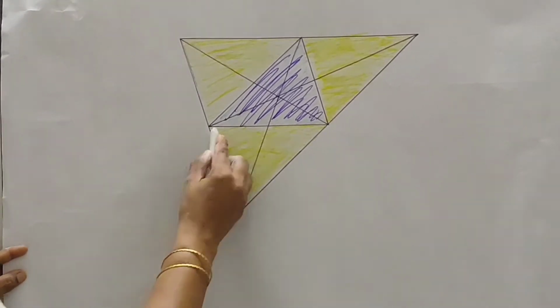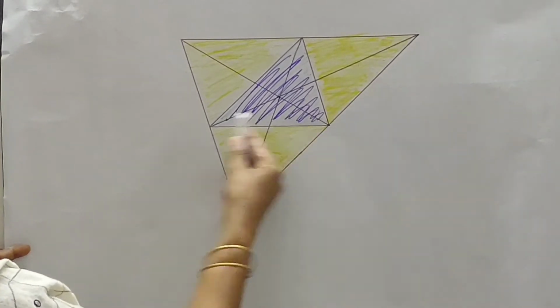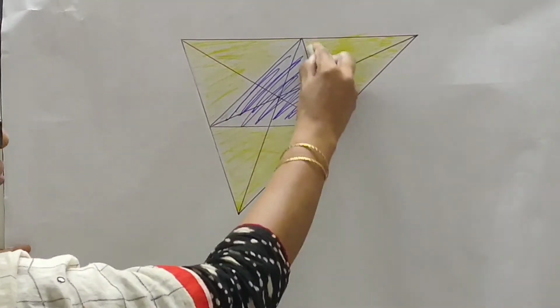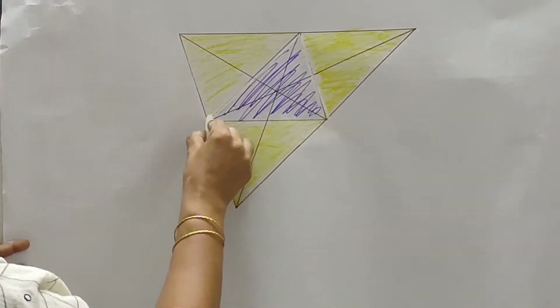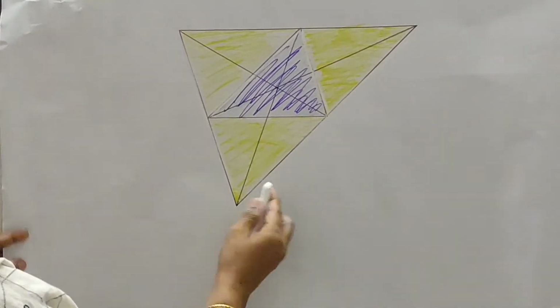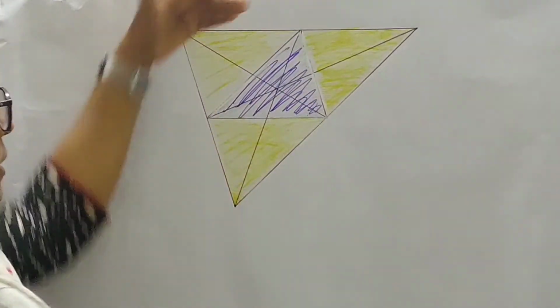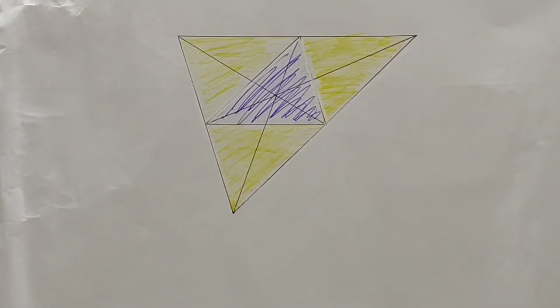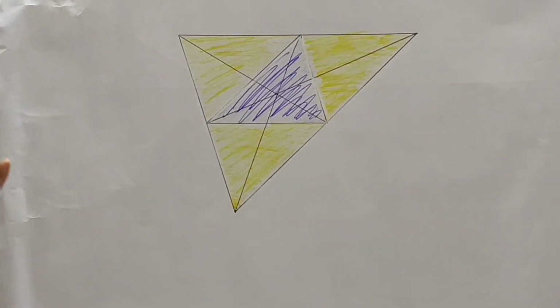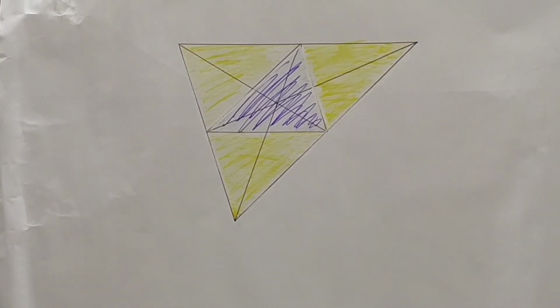It is given that this line is parallel to this one, and this line is parallel to this one, and this line is parallel to this one. These three lines are parallel, and here also these two, and same here also. Lines are parallel, and equal area means we need the same base, and the third vertex should be on the parallel line.